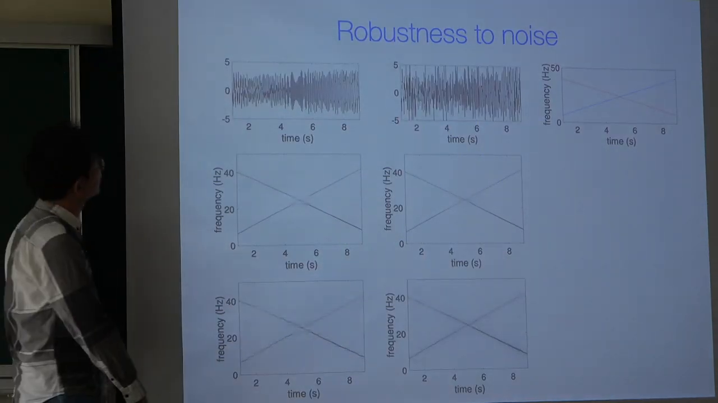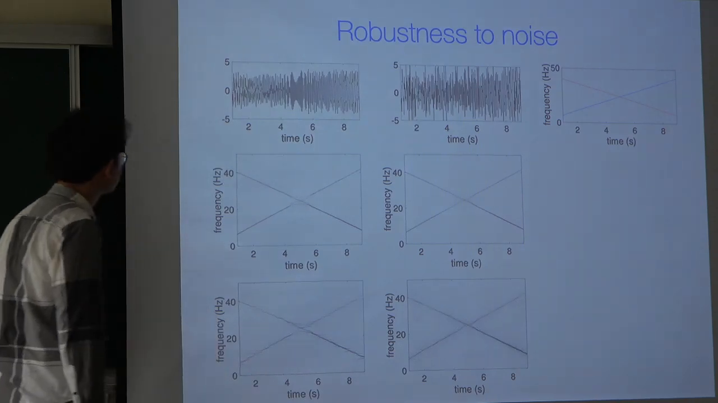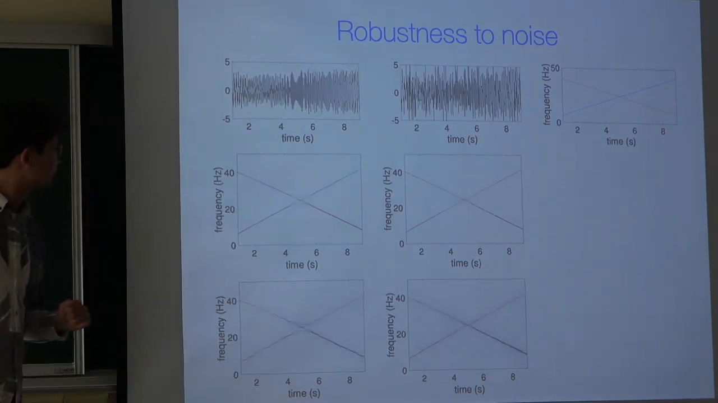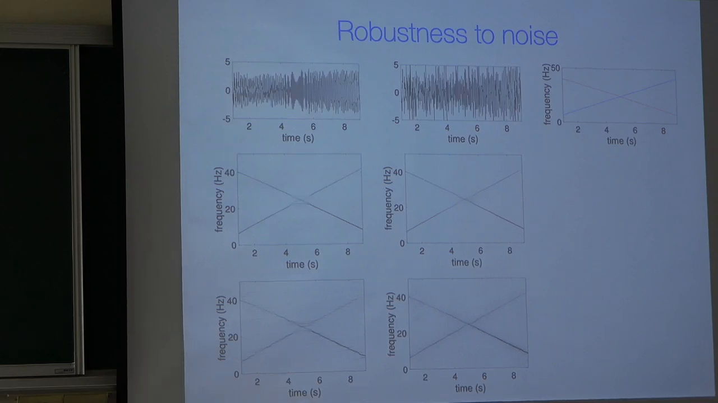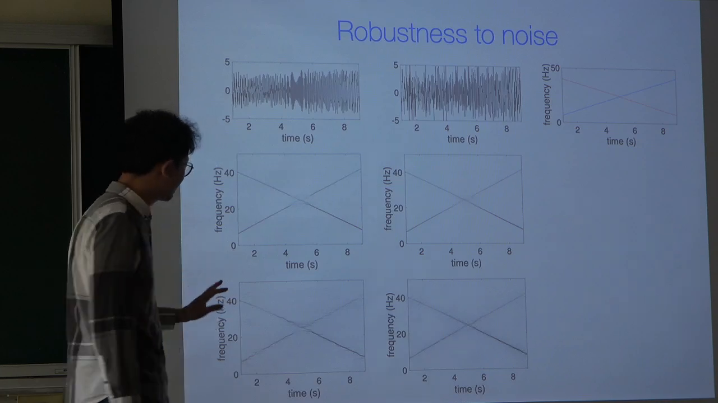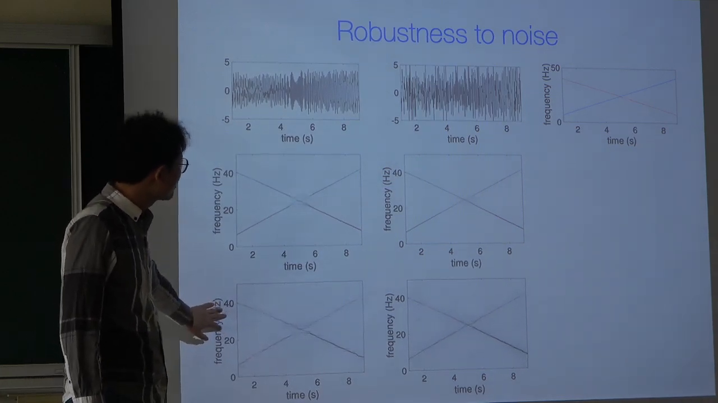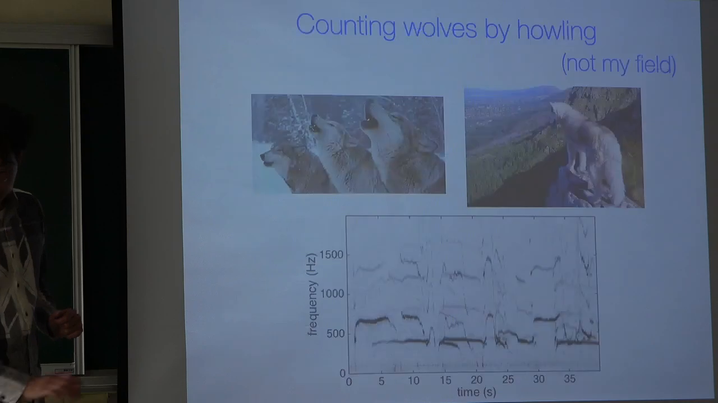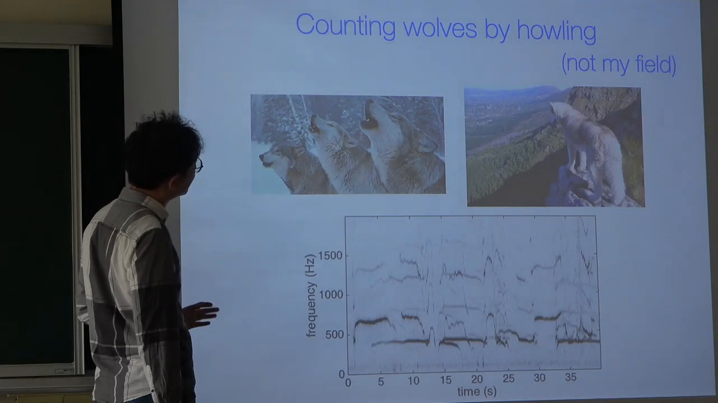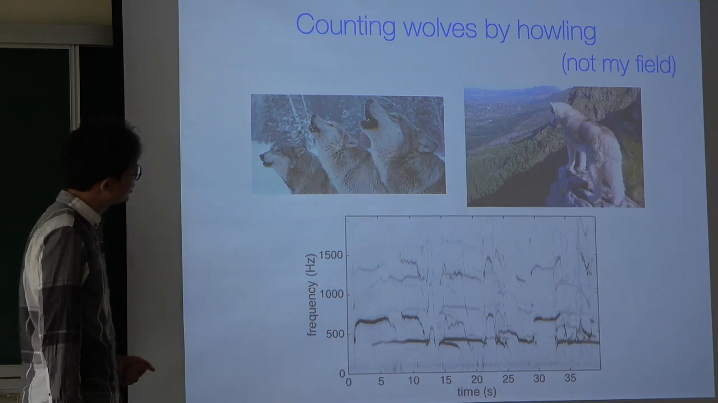Okay, and there will be some kind of robustness to noise result, but we do not have full statistical analysis yet. But no matter what, you can see that the result is reasonably good, even if the signal is contaminated by noise. And you can apply it to the wolf counting problem in howling.